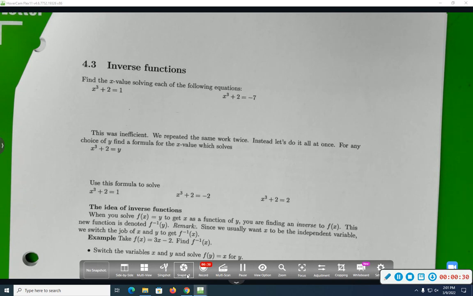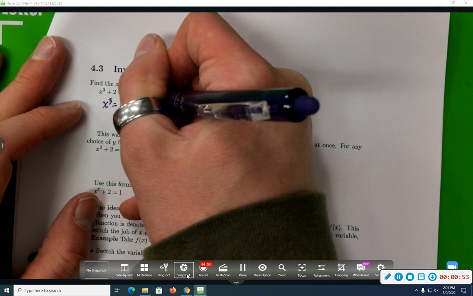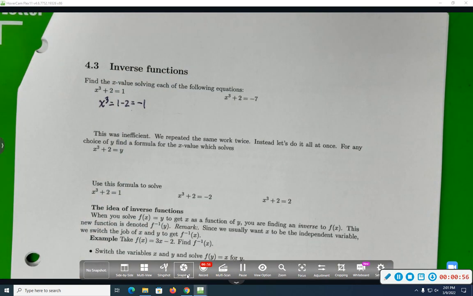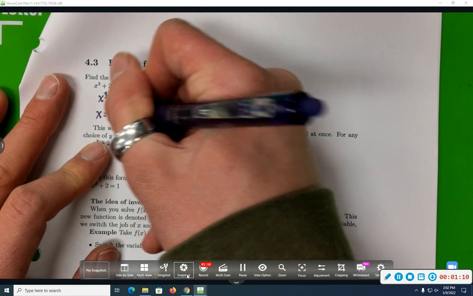So, for motivation, here's the equation. Let's solve it: x cubed plus 2 equals 1. If you wanted to solve that equation, what would you do? First subtract 2 on both sides, because you're eventually solving for x. Then you do the opposite of the power of 3, which is the cube root. So let's take the cube root of both sides. x equals the cube root of -1.